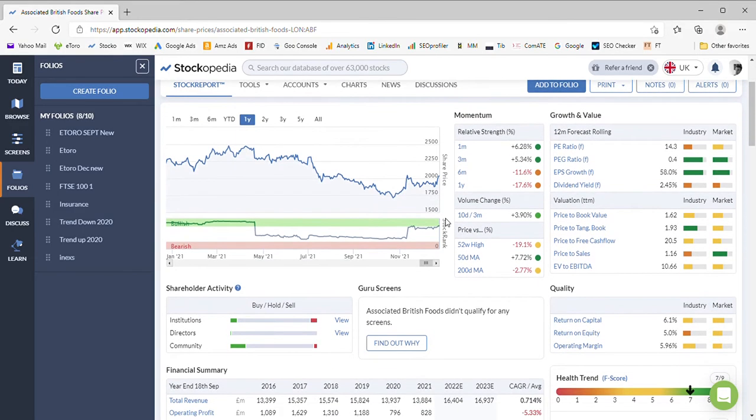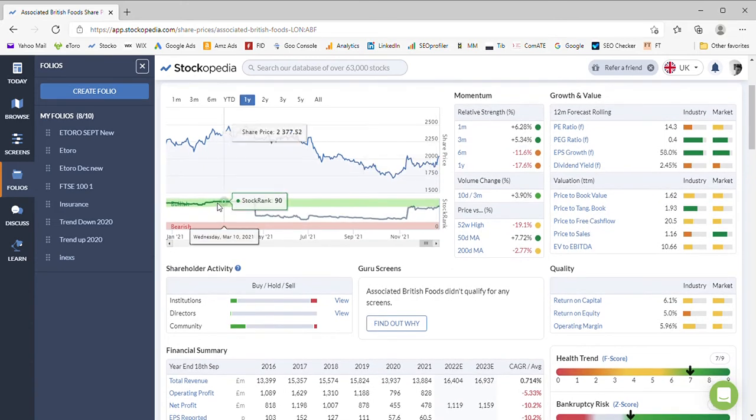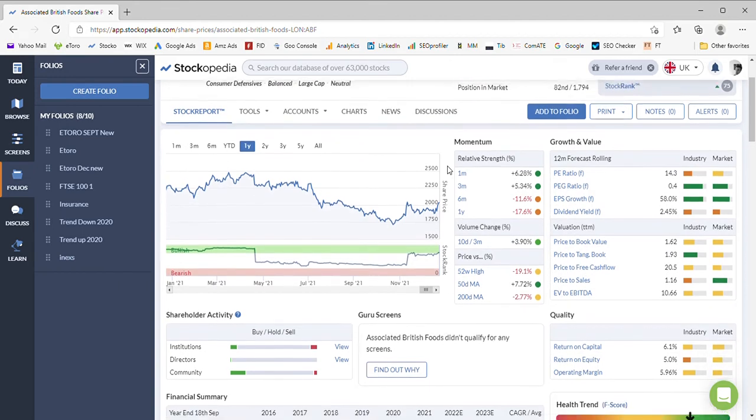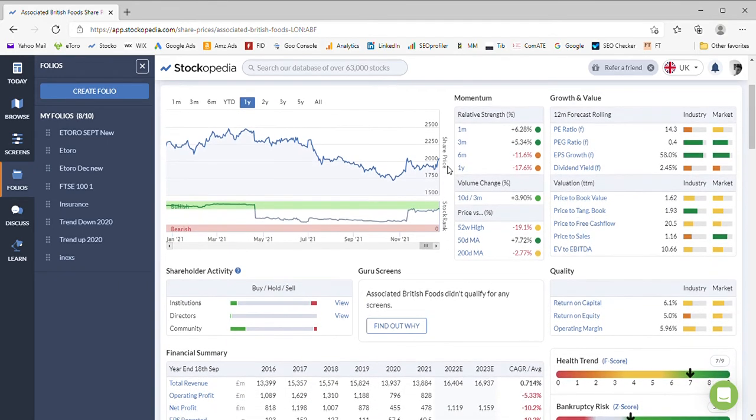Looking at the 1 year graph here, it's had a pretty poor second half of the year, gone from 2445 down to just below 2000, into the 1900s, but it looks like it's just ticked up a little bit there. So it's just over the 2000 at the moment. So pretty much a strong trending downward stock.